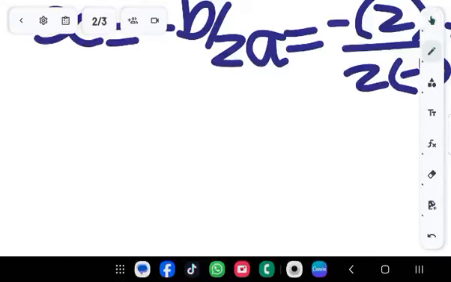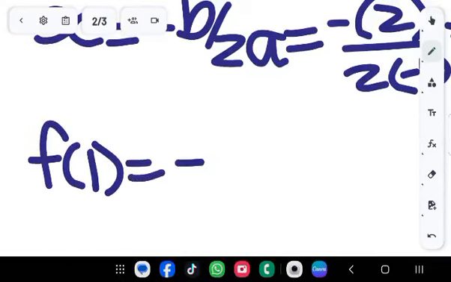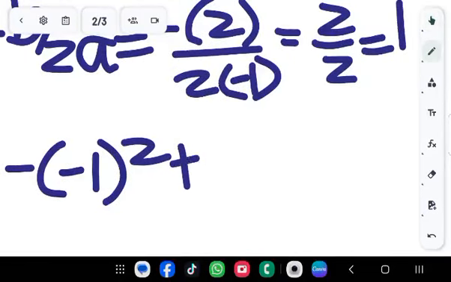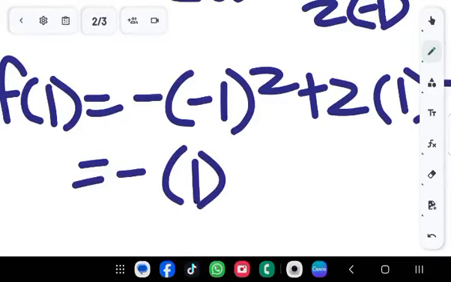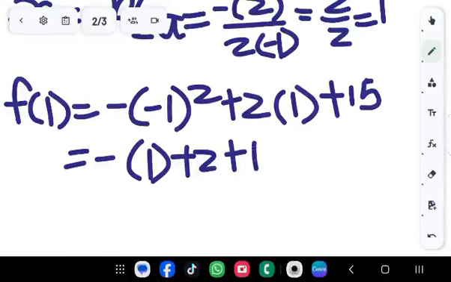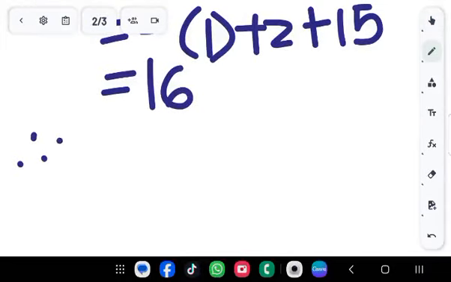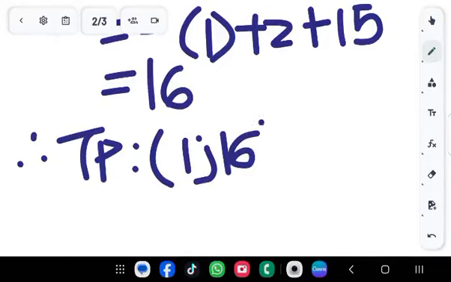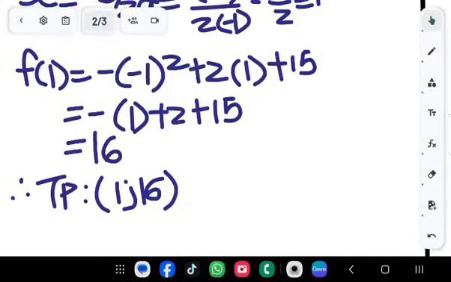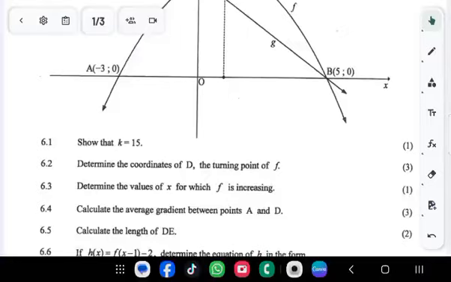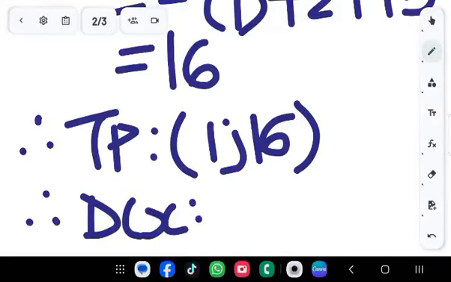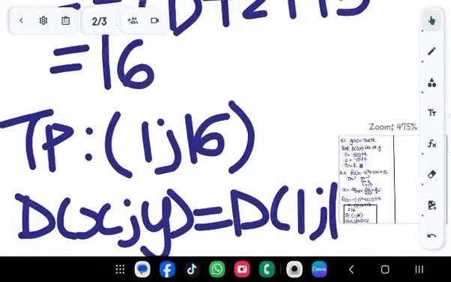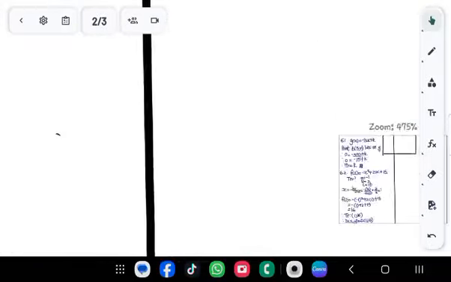Now to find the y-coordinate, you substitute this one back into the equation of the parabola. That will give you the y coordinate. And that gives us minus 1 plus 2 plus 15. That is 17 minus 1, and that gives us 16. Therefore, the turning point has the coordinates 1, 16. Meaning that the coordinates of D, let's go back to the question: determine the coordinates of D, the turning point. Therefore, the coordinates of D are 1, 16. Now 6.3.